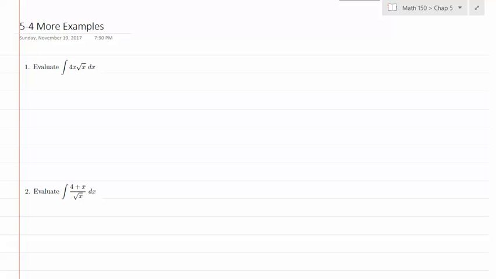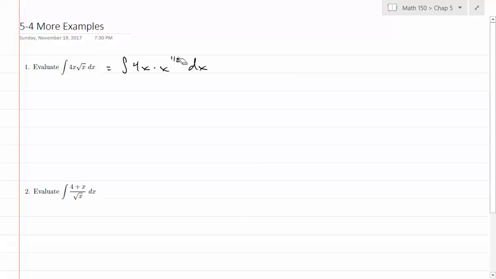First one, we got the integral of 4x times square root of x dx. You do need to realize that this is a product, and there is no product rule for integrals, so we have to do something first before we integrate this. What I would do is I would recognize that this is really 4x times x to the 1/2.